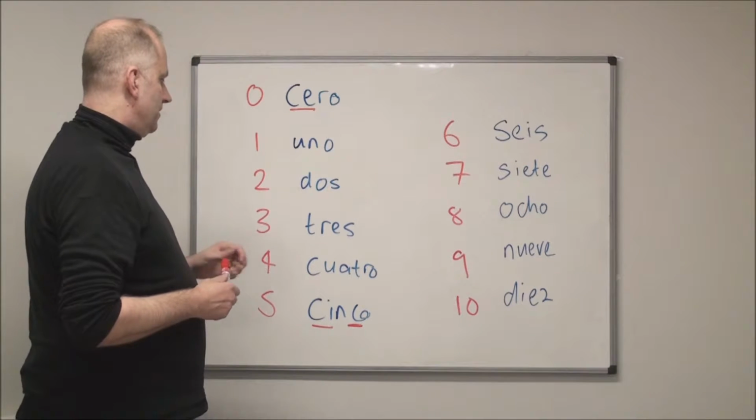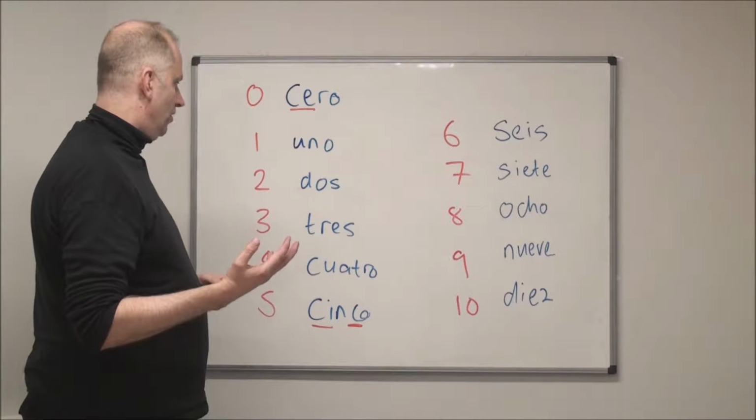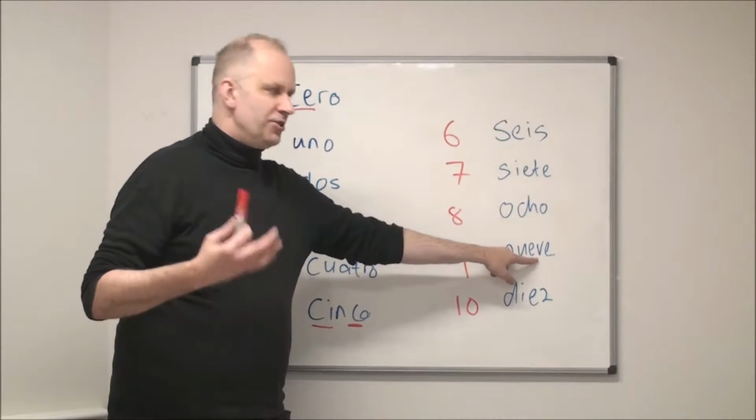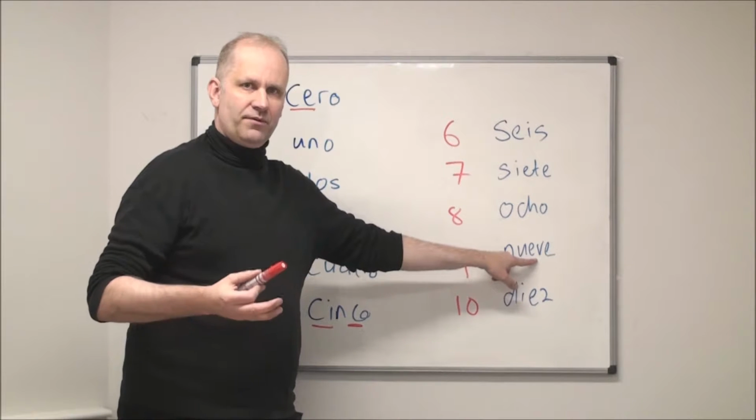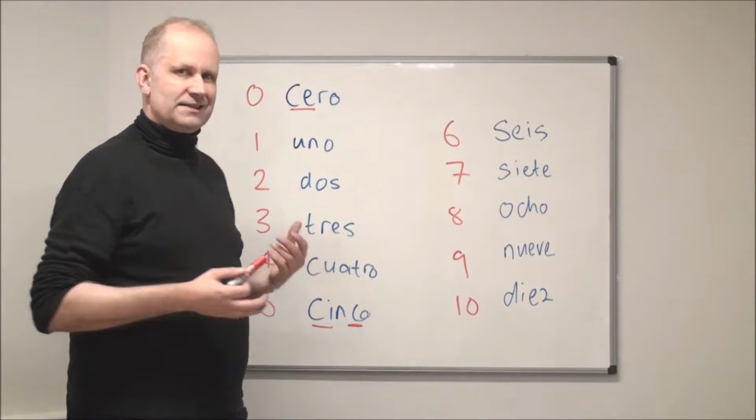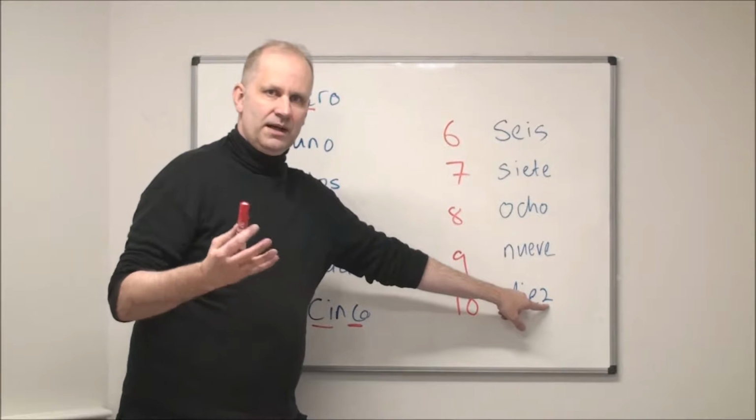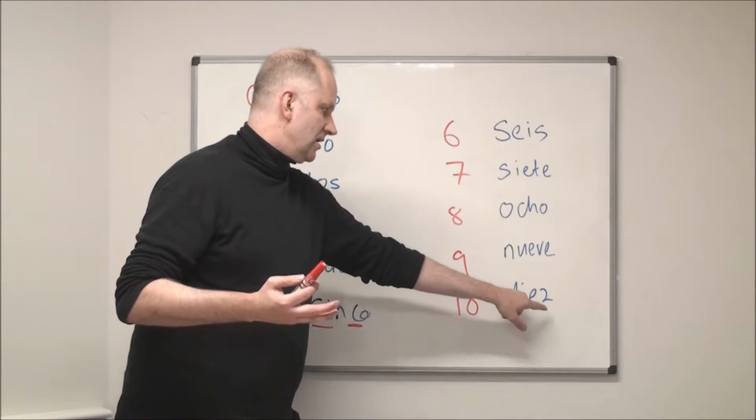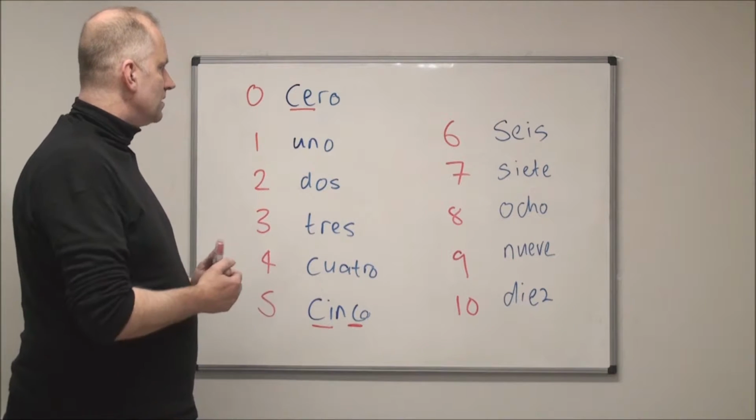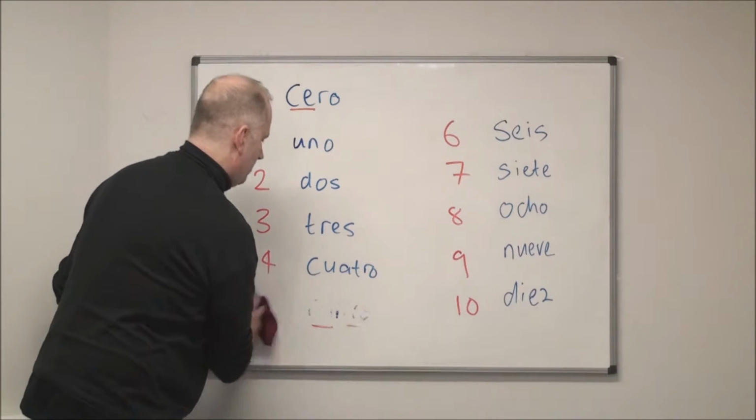Also, you've got CUA, which is like a qua, it's cuatro. And then we've got the V in Spanish. You can get away with saying nueve, but I prefer to always make the V sound as much like a B as possible. So I say nueve, nueve. And then Z is always lisped, so it's diez, diez.